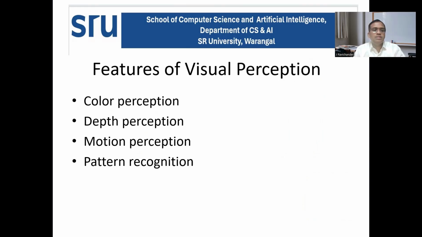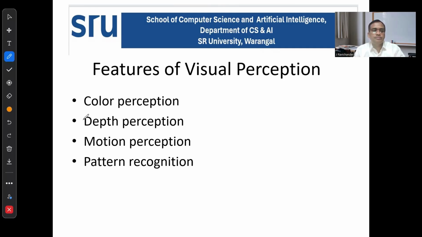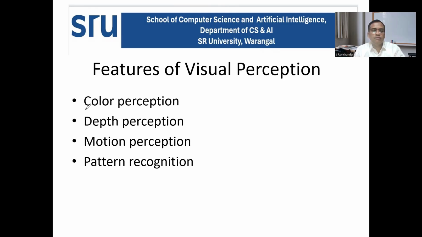So coming to features of visual perception, the features will be color perception, depth perception, motion perception, and pattern recognition. These are the main features of visual perception.